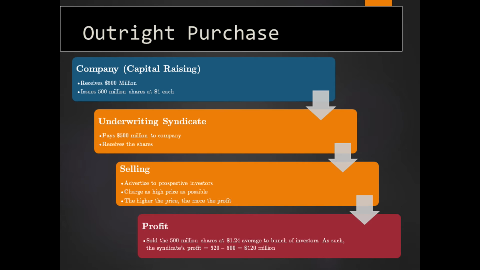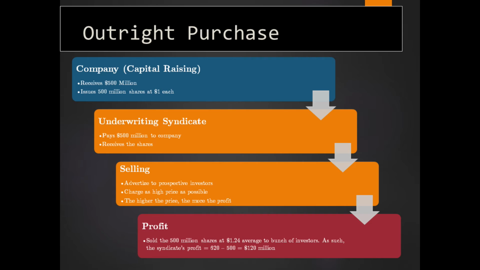And after selling all those shares, they calculate that they received $620 million in total. But they already paid $500 million to the company, so the extra $120 million will be their profit. So in this method of underwriting, the investment banks carry a higher degree of risk and usually look for maximizing their returns as well. And they do this when they have confidence in their selling ability and also their reputation.